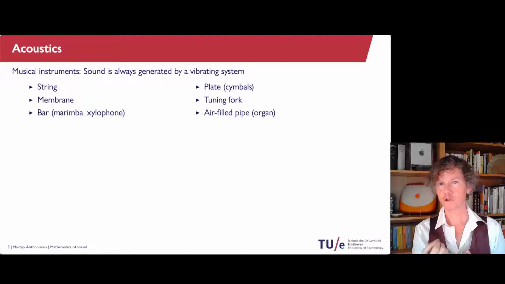And all musical instruments in some way make air vibrate. So you can think of a string of a guitar, or a membrane, or maybe a tuning fork, or an organ as you find in church. And all of these instruments make air vibrate.